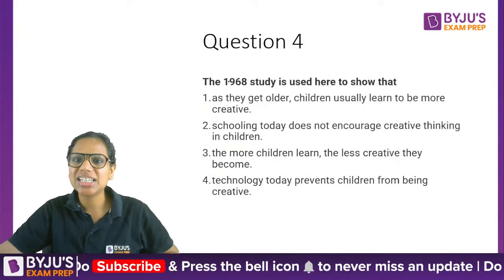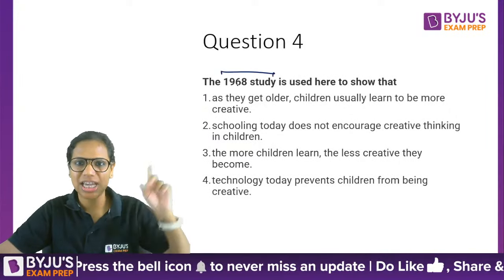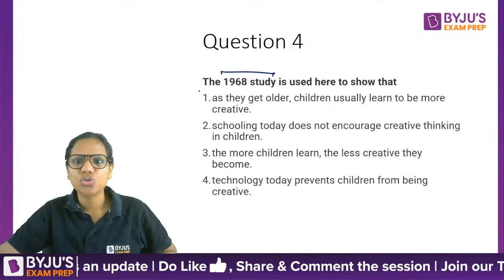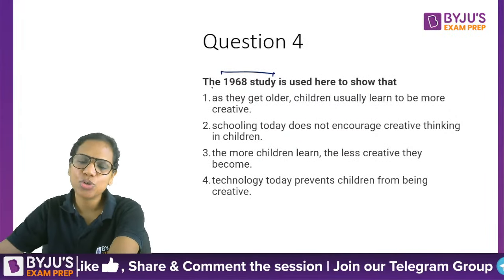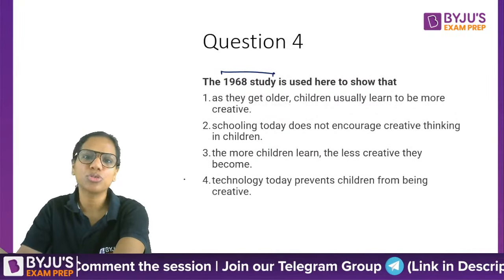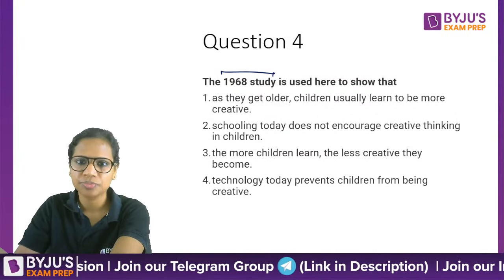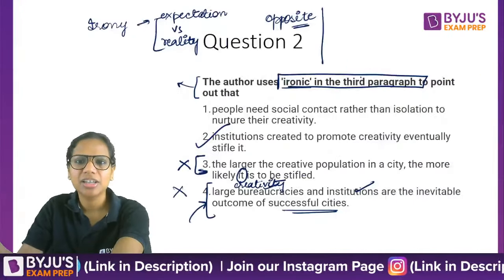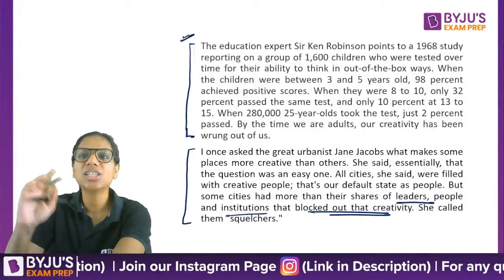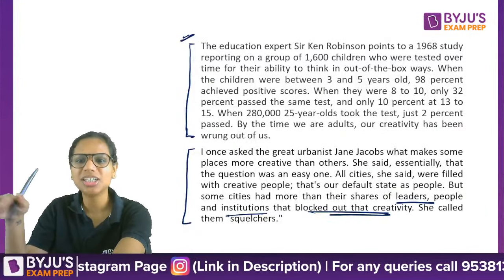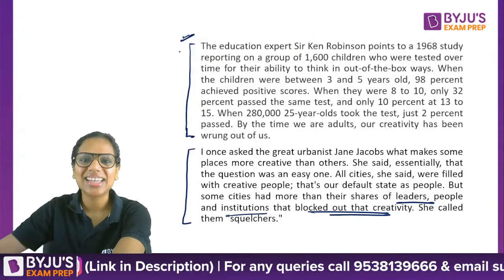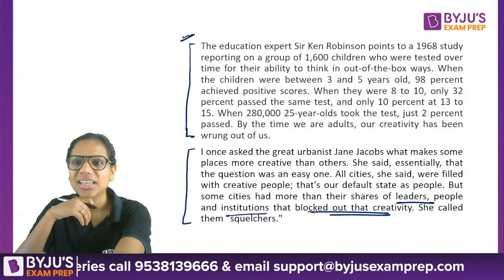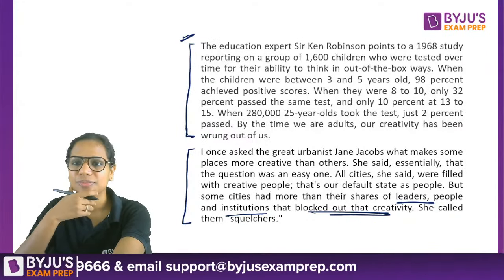The 1968 study that has been cited in the passage is used here to show that. Okay, so you can straight away go to the study, you can read the options, it's up to you. Whichever works for you. If I were in your place, I would probably have gone back and read what the study said, unless it were a very big study. If it were a very big study, then I would first read the options. Right. So this is the study here. What does this show? Read the paragraph.